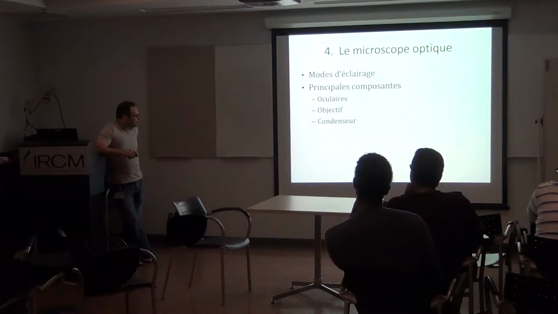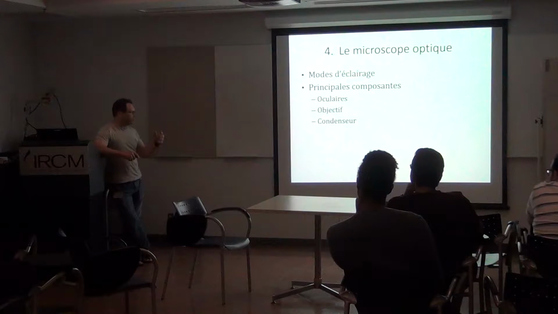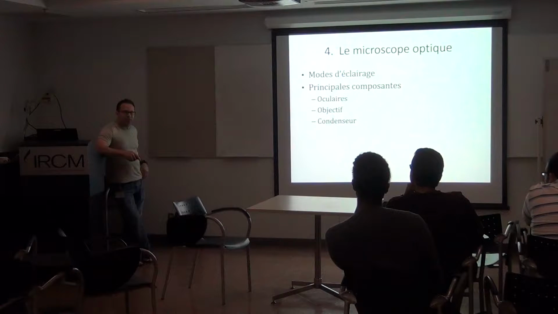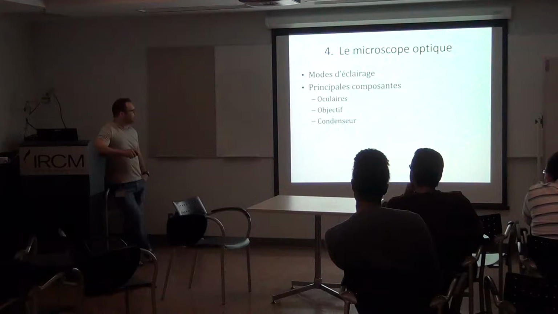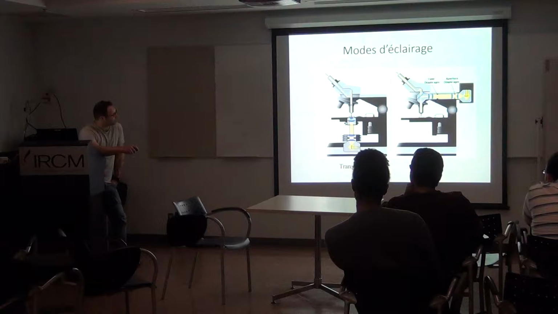The objective and the condenser, so the thing that shoots light over your specimen. The objective is the collector, and the ocular is the part you use. And you need a light source, and there are many different ways to light your specimen. Two main ways to light your specimen.